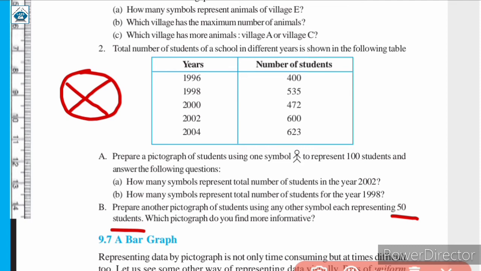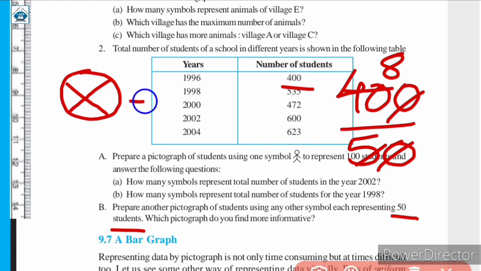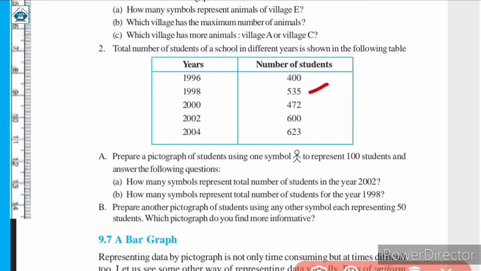So according to this symbol, अगर ये 50 students को represent करता है, then for representing 400 students, you will have to take 400 divided by 50. So here 40 divided by 5, which is equal to 8. So 8 such symbols will be required to represent 400 students. Similarly, you need to find the number of symbols for the given number of students in the given years, and you need to say which pictograph is more informative, pictograph A or pictograph B.